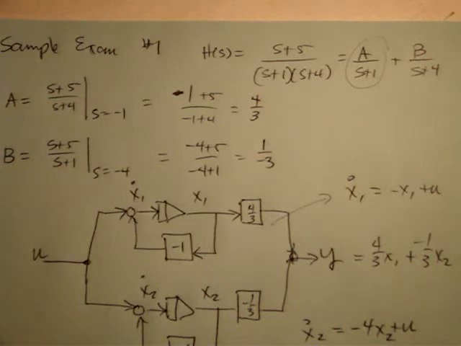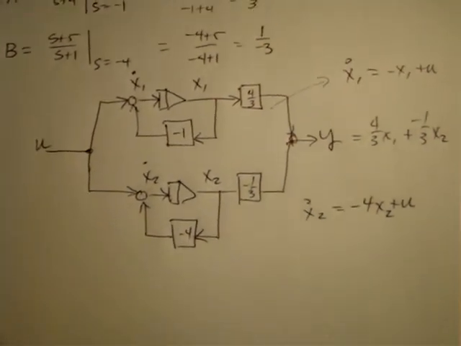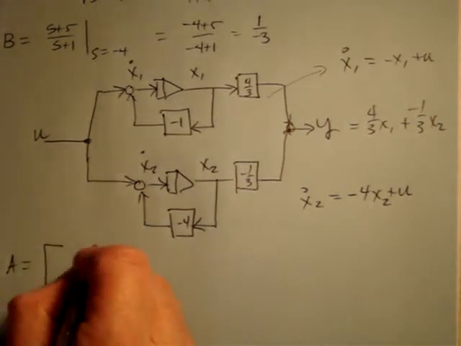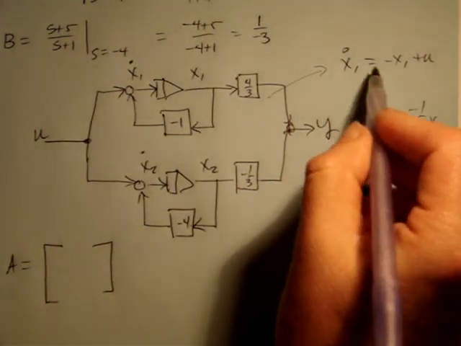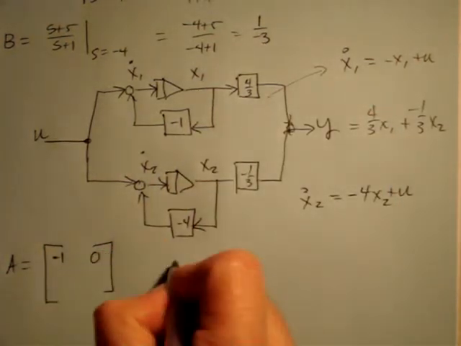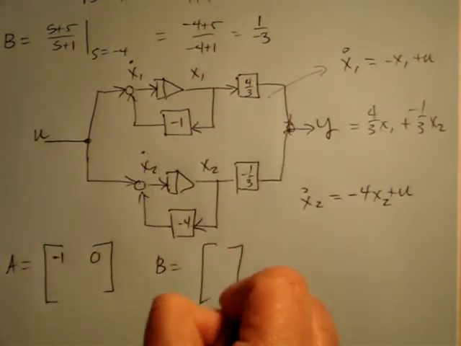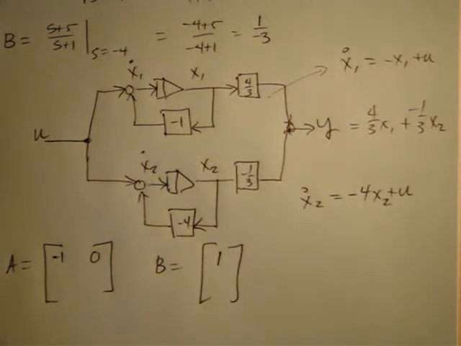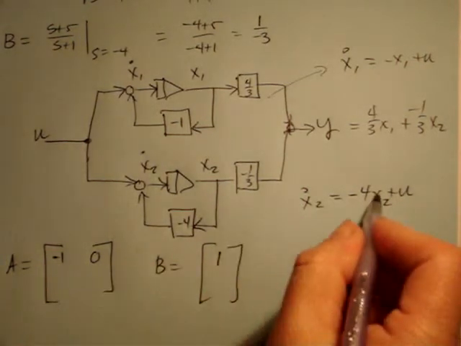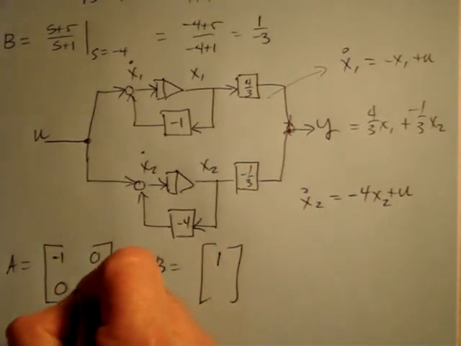So that's going to give us our state equations, and we can write our ABCD matrices. A: coefficient of x1 is -1, coefficient of x2 is 0. Let's go ahead and do B while we're at it. Coefficient of u is 1. X2 equation, coefficient of x1 is 0 and coefficient of x2 is -4.